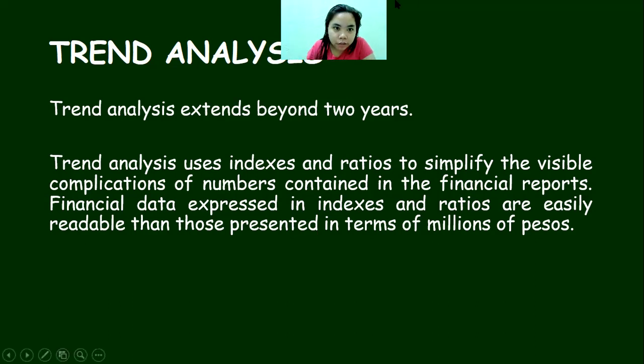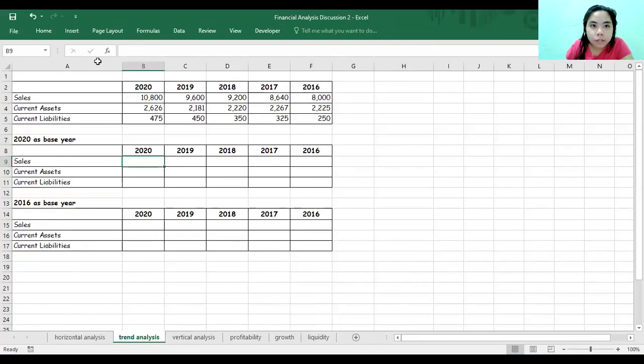So let's go back to the Excel file for the example. I always check what is happening on my screen, okay?